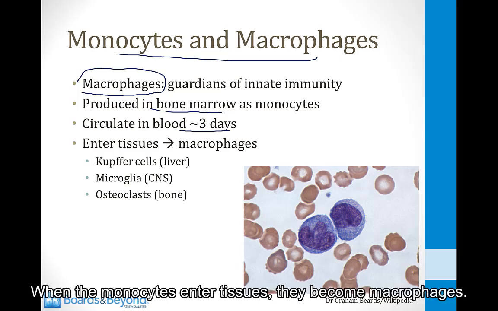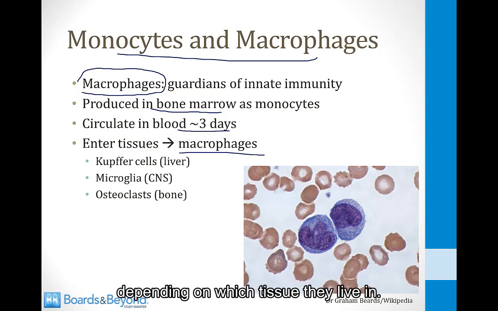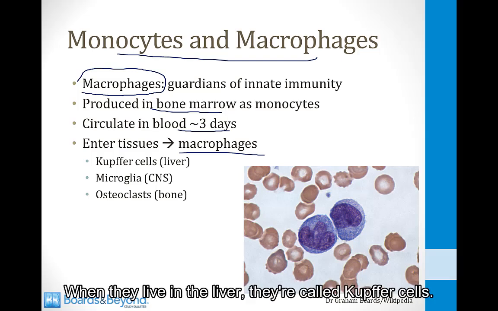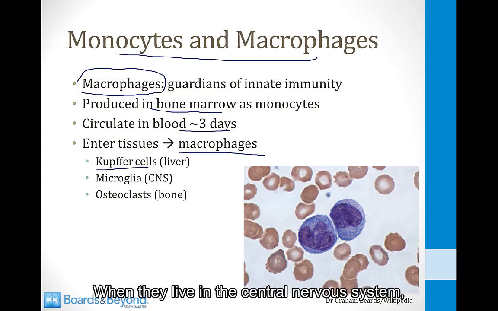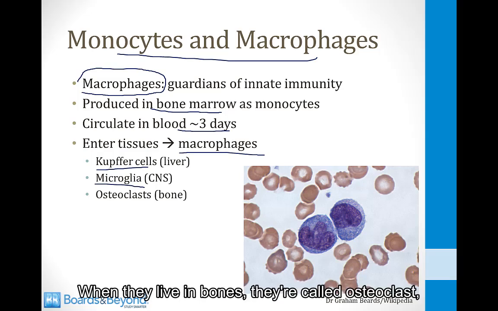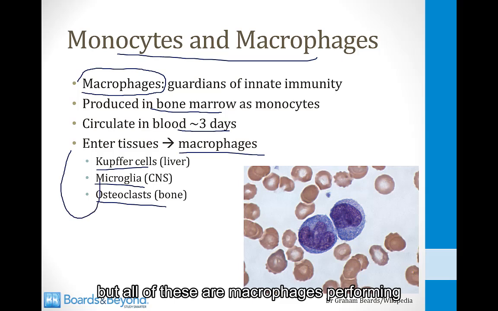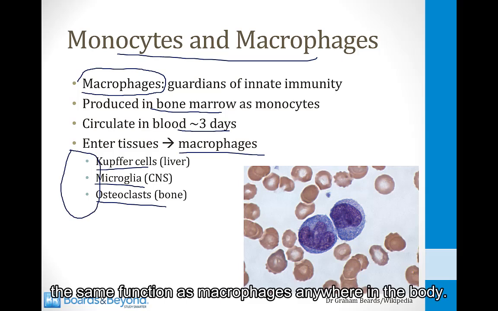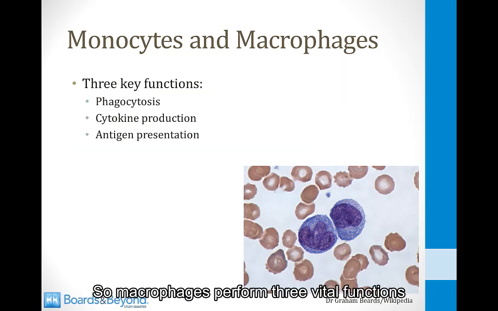Monocytes are produced in the bone marrow and they circulate in the blood for about 3 days. You have billions of monocytes in your bloodstream all the time. When the monocytes enter tissues, they become macrophages, and they go by different names depending on which tissue they live in. When they live in the liver, they're called Kupffer cells. When they live in the central nervous system, they're called the microglia. When they live in bones, they're called osteoclasts, but all of these are macrophages performing the same function as macrophages anywhere in the body.